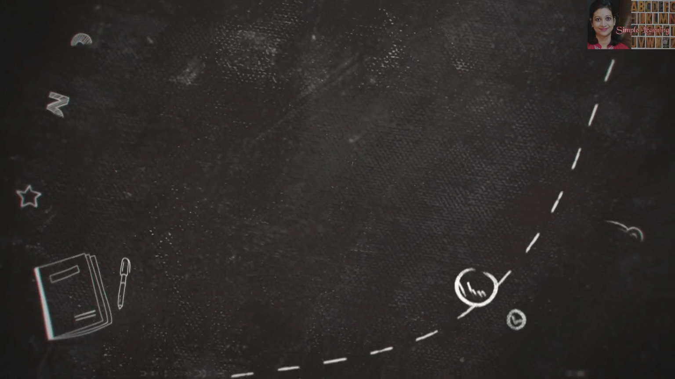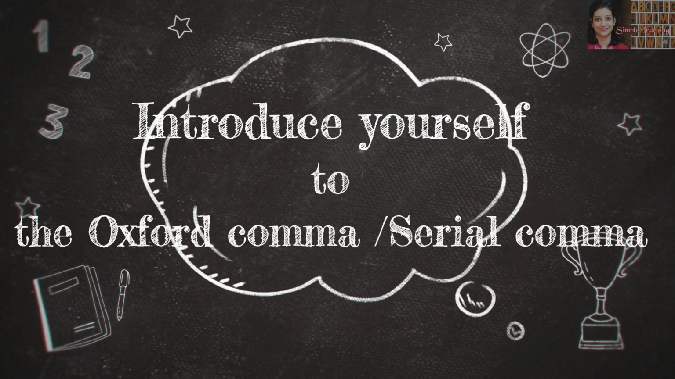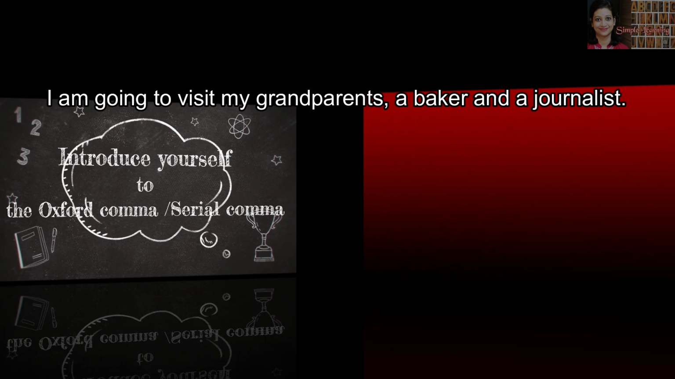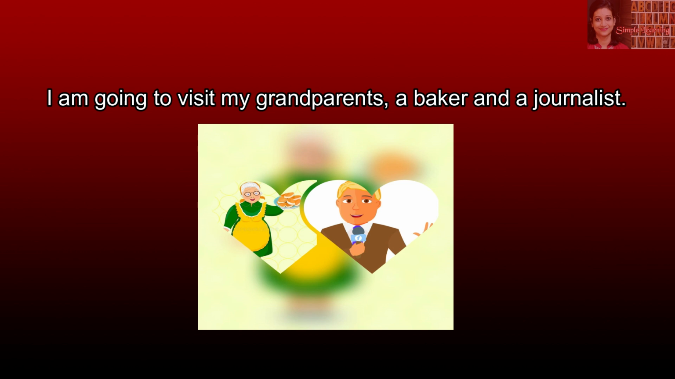Now, let me introduce you to the serial comma or Oxford comma. But before that, please go through a sentence. I am going to visit my grandparents, a baker and a journalist. Carefully notice that after reading this sentence, most people would understand that I am going to meet two people, my grandparents, who are a baker and a journalist.